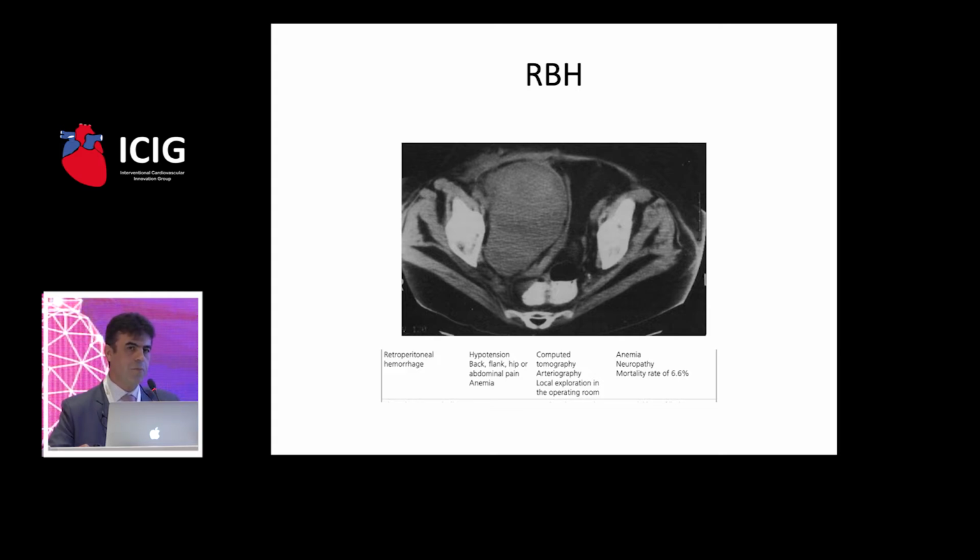Retroperitoneal hemorrhage, for the ones who've been unlucky to deal with it, can be quite tricky, because your patient usually does not show any signs of external bleeding, and they usually have this complication unrevealed during the evening period, hours after they had the intervention.